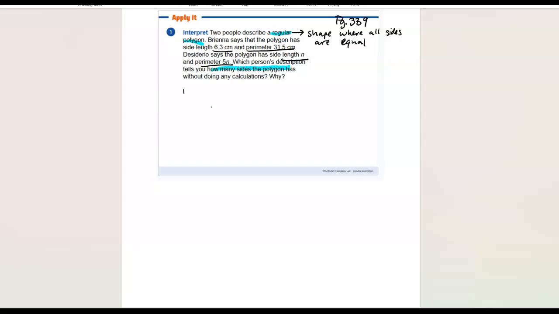Oh, well, that would obviously be Desiderio, because she gave us the expression 5n, n being the side length, and there are 5 sides. So a shape with 5 sides would be like a pentagon. So this is my best attempt at a pentagon, where all the sides are n and equal. If I were to add this all up, n plus n plus n plus n plus n would equal 5n, just like Desiderio said, and we got 5 sides. We're on to the next one.